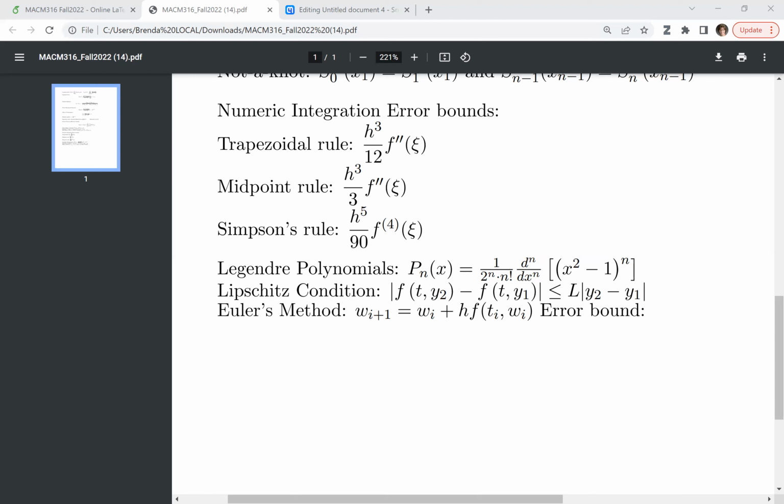Now I'm going to define the vector y of t. It's going to look like this. Y1 of t, y2 of t, and so on, down to yn of t. I'm going to define this guy here to be y2 of t, y3 of t, all the way down, because these are the derivatives.